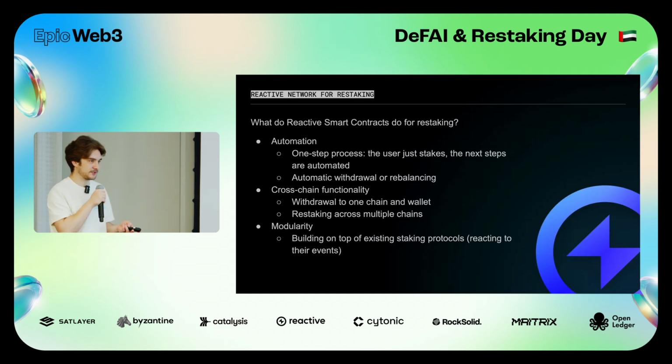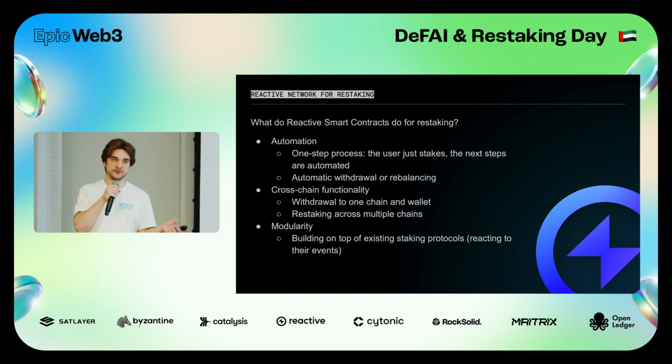So what does it mean for us in the context of restaking? First of all, automation. We can move from a several-step process where a user needs to stake their tokens, then they get liquid tokens, then they go somewhere else and stake them somewhere else, to just one step, with all the other steps being automated. If you're building a restaking solution, it will simplify the life of your users a lot.